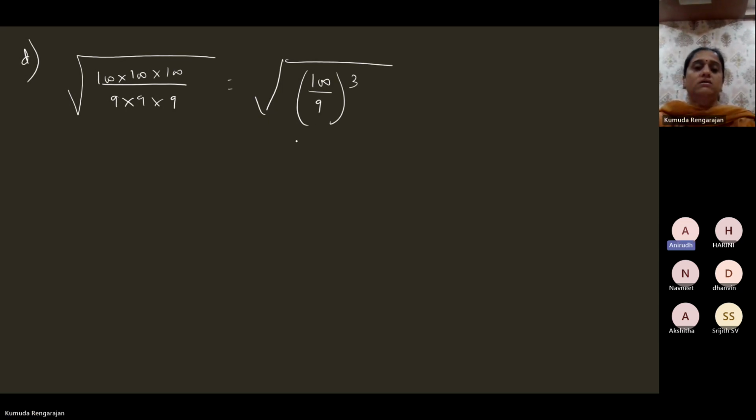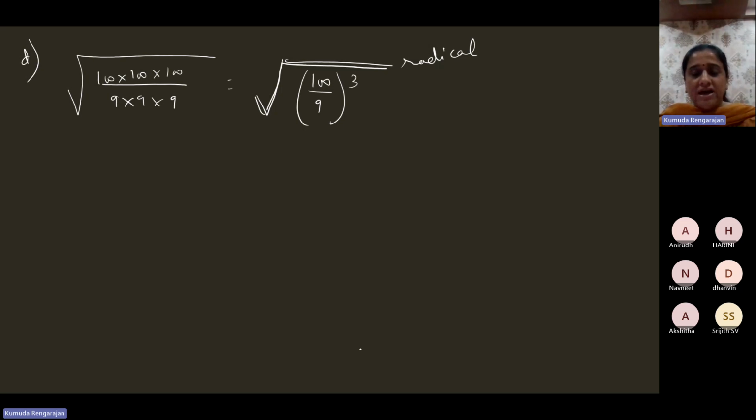Yes, ma'am. Because 100, 3 times and 9, 3 times. So it's 100 by 9, the whole cube. Now, this square root symbol is called the radical symbol. This is the radical sign. Okay, so now this one can be converted to the exponential form.